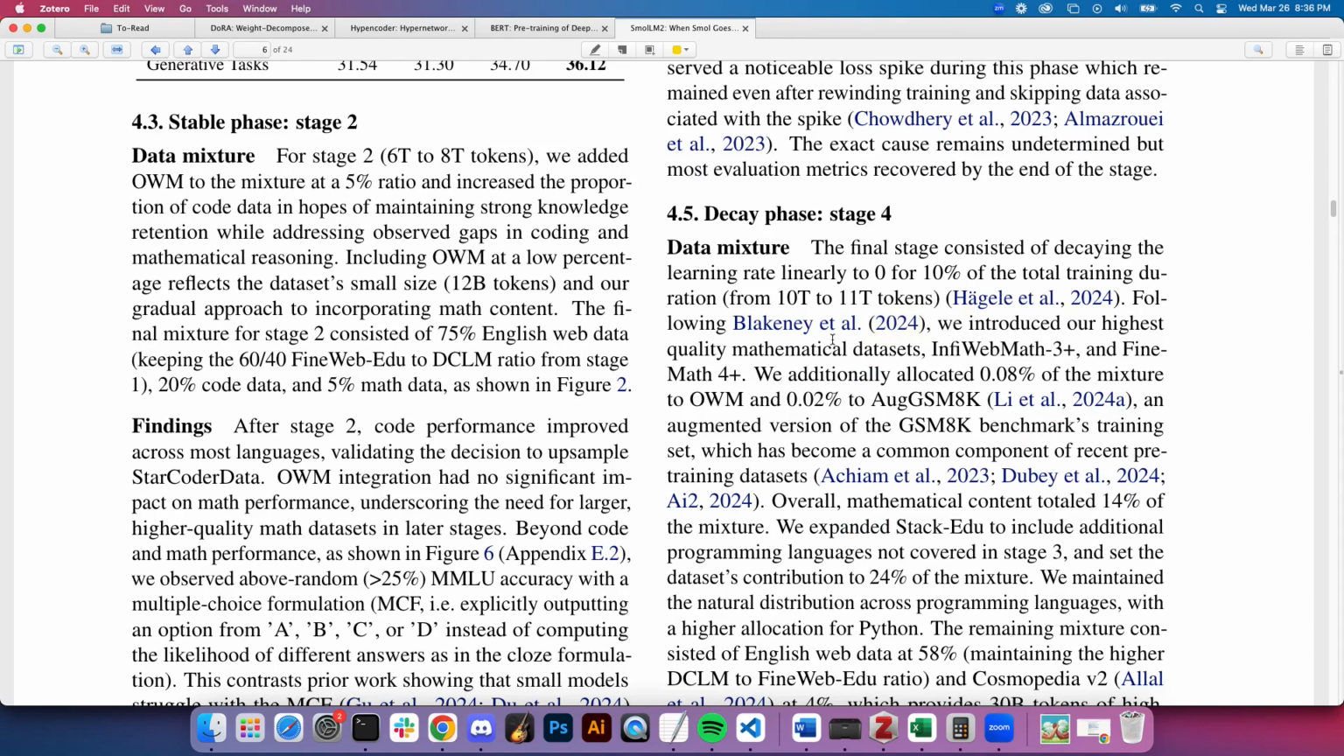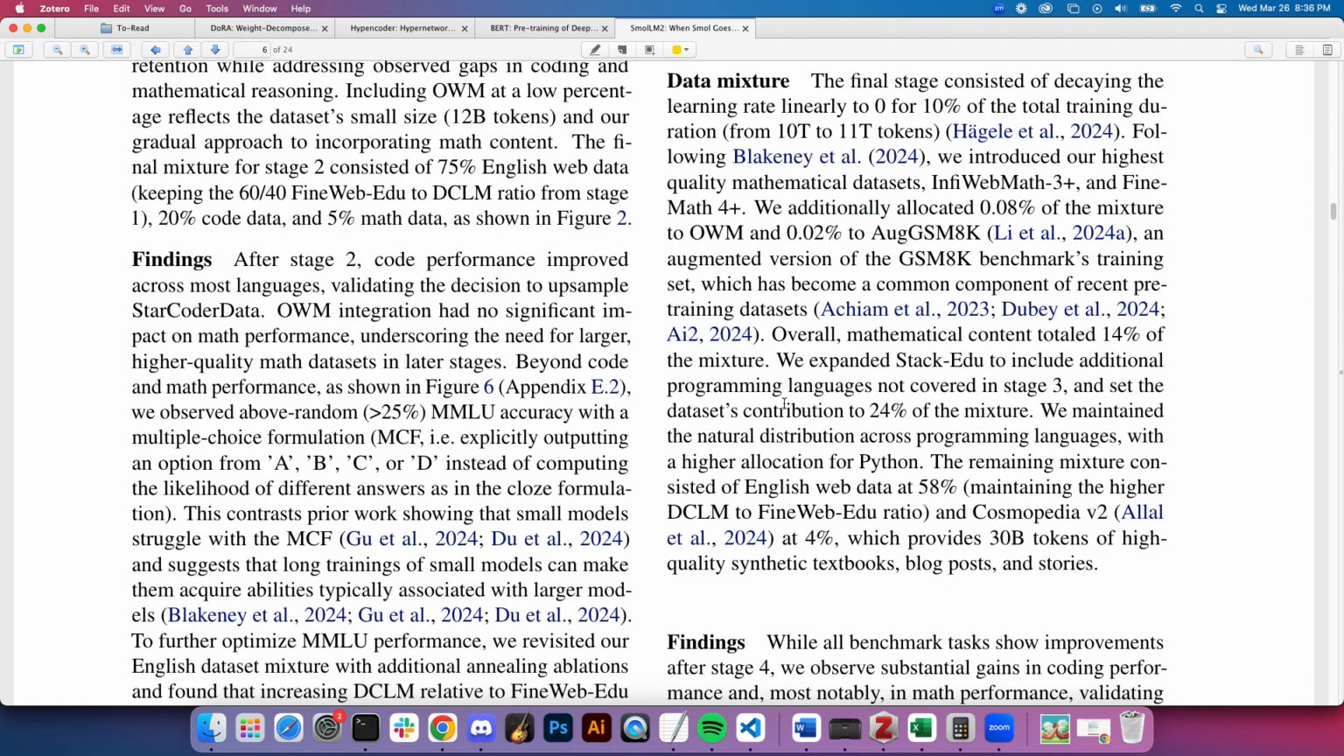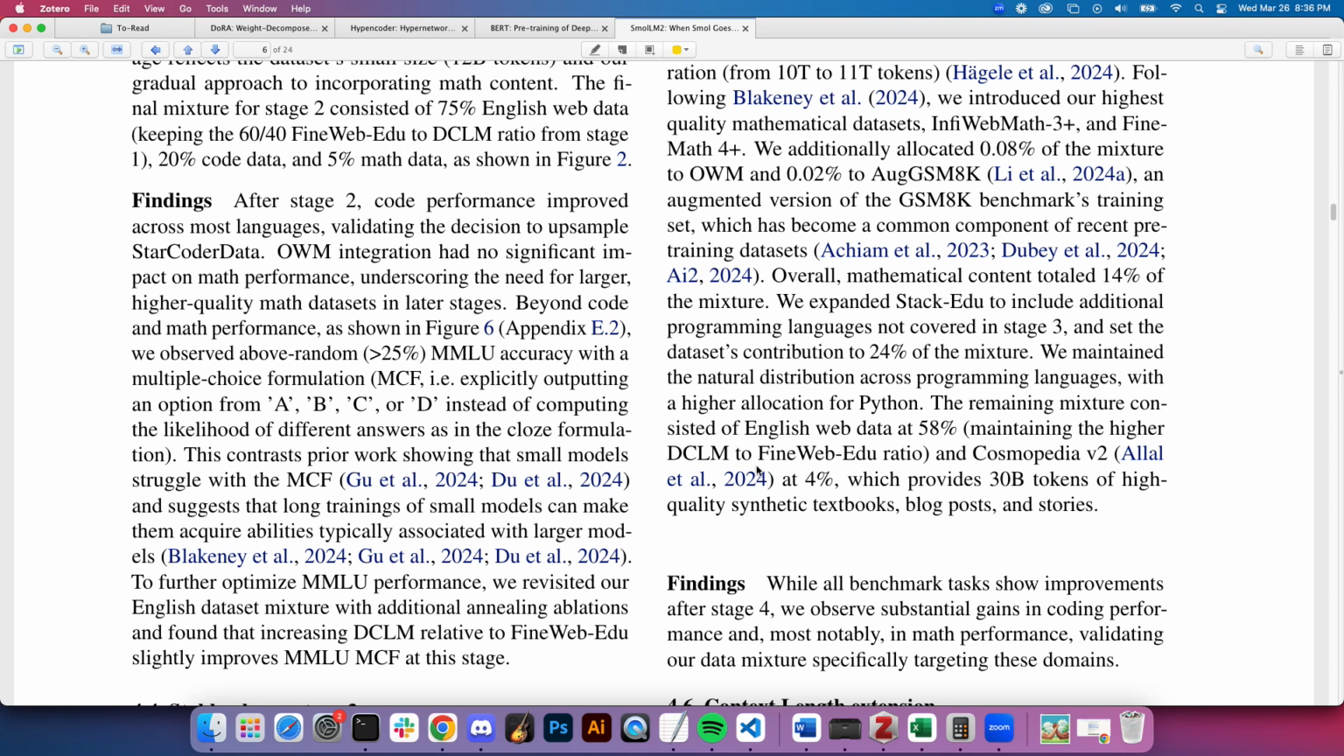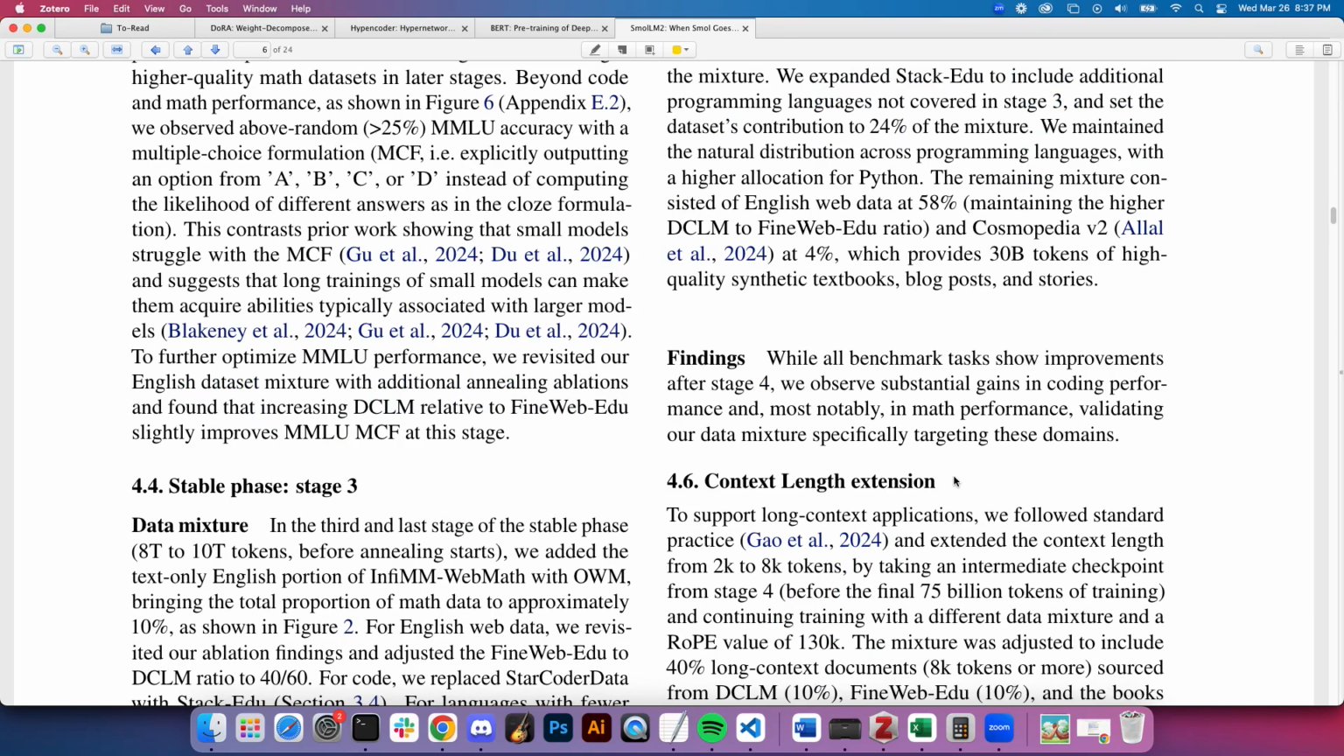Then they introduce their highest quality math datasets, and certain allocations. 14% of the data was math. They expanded StackEdu to cover languages not covered in stage 3, which was 24%. We maintained the natural distribution across programming languages with a higher allocation for Python, and 58% web, with the 60-40 ratio. I guess 40-60 is how they call it. And Cosmopedia at 4%, which provides 30 billion tokens of high quality synthetic textbooks.